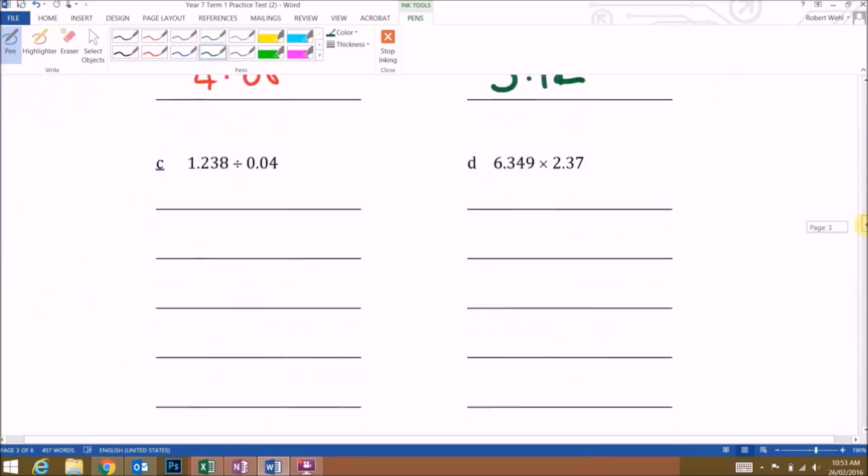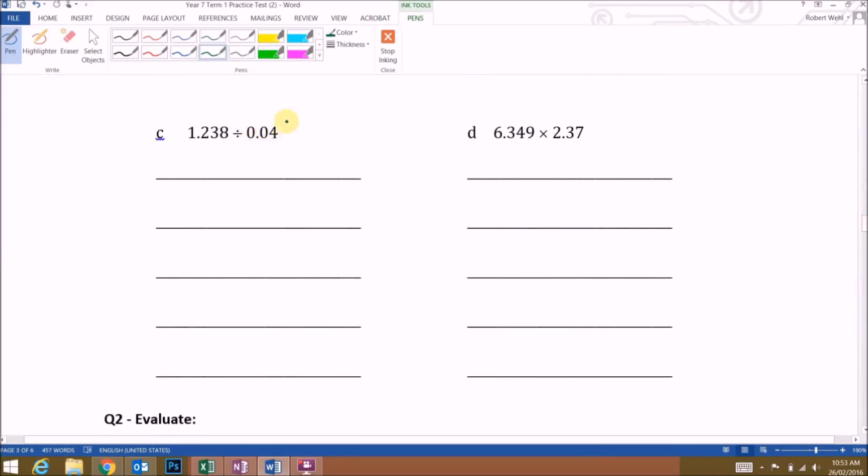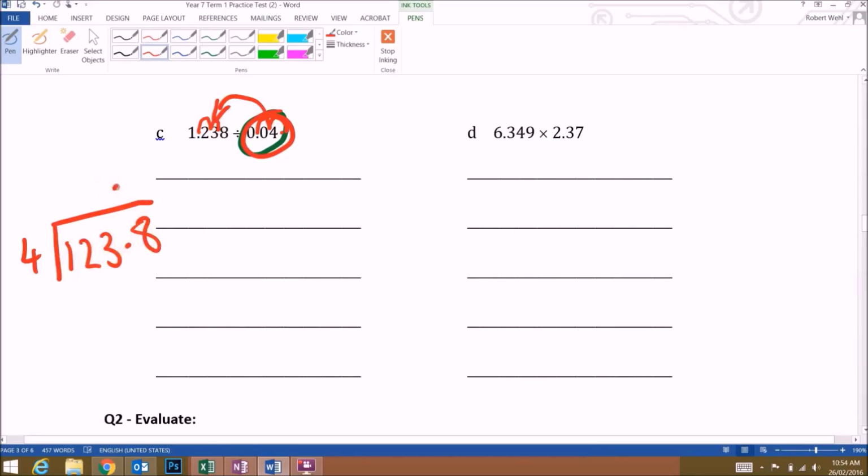Okay. C. Once again, it's a division. Now this time, our divisor is not a whole number, so we need to make it a whole number. I just move that decimal place however many times I need to turn it into a whole number. If I move it twice, it becomes 4. But whatever I do to this side, I have to do to this side. So once again, move it twice, and it becomes 123.8. I can already put my decimal point in up the top, and now I can just do my division.